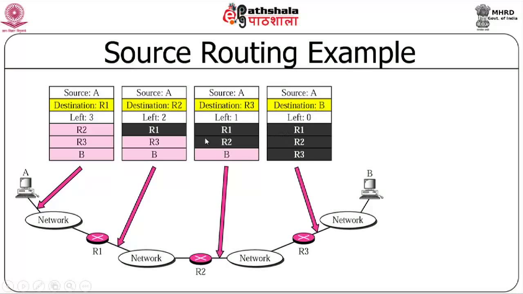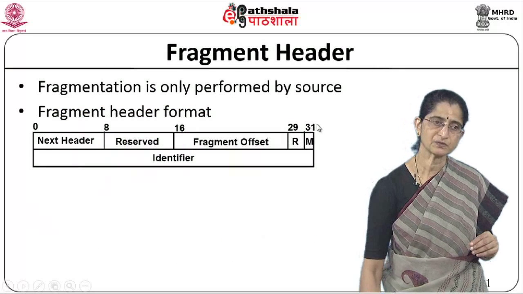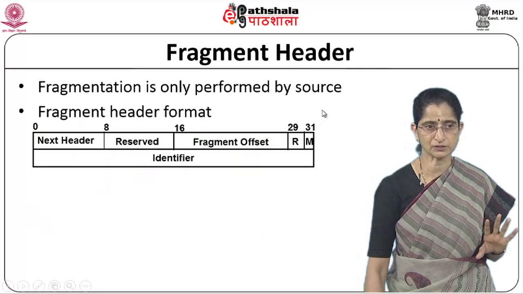So by using these fields, you can see how the routers will be able to forward the packet using this source routing option. This is basically how it works. It's very similar to what happens in IPv4 as well, but you can see that it is done in a very efficient manner. So the fragmentation header: we said that fragmentation will be performed only by the source, with no fragmentation at the routers.